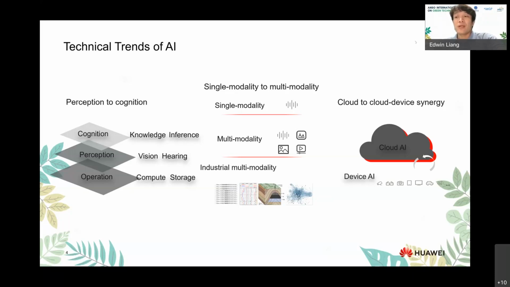The third trend is from cloud to cloud-device synergy. Benefiting from the unlimited computing power in the cloud, we can train and tune an AI model much faster than before. But in real-time information processing, in order to have lower latency and better user experience, the prediction often happens on the device. It requires the cloud and the devices to be able to sync with each other in the same framework.